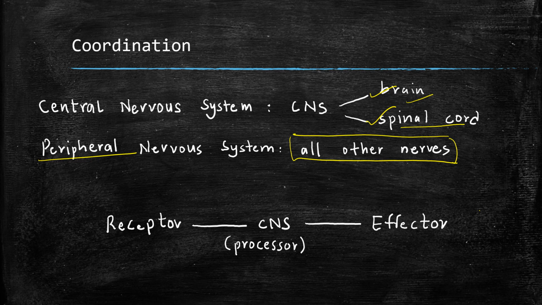Now, this is how it works. The receptors detect the stimuli and pass it to the CNS, the brain or spinal cord. This is the processor which processes it and then responds using the effectors, right?